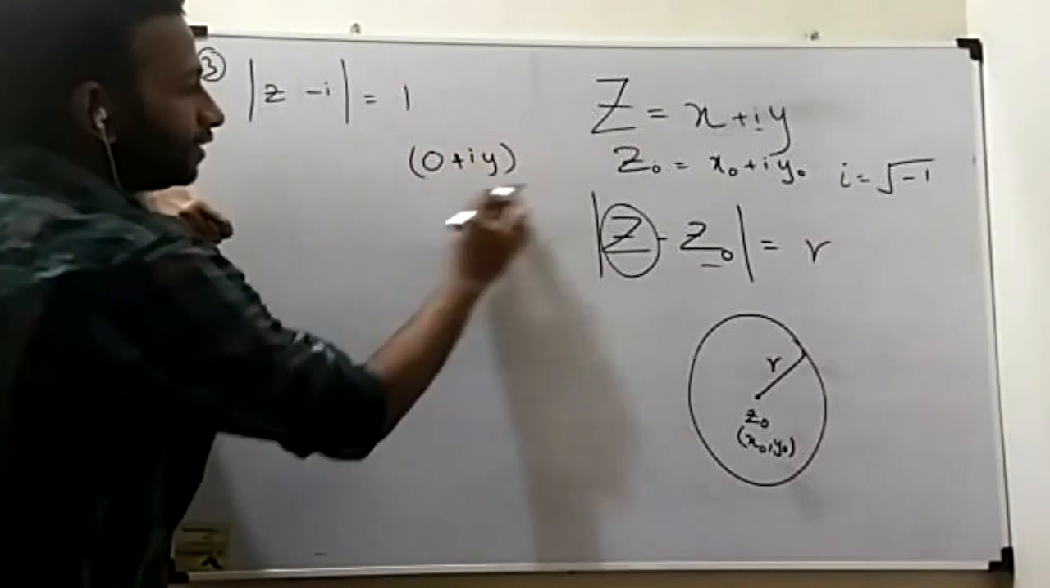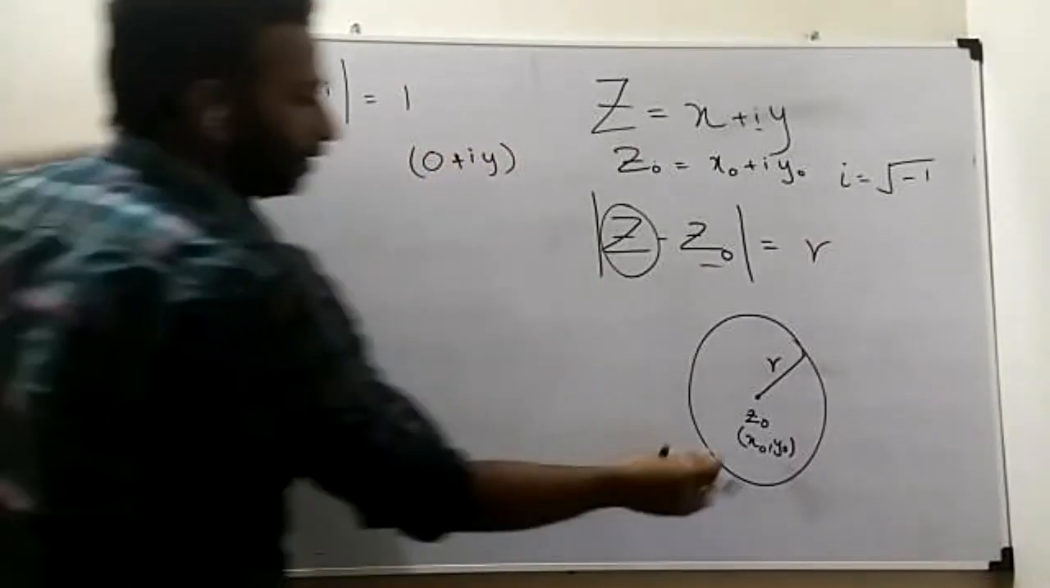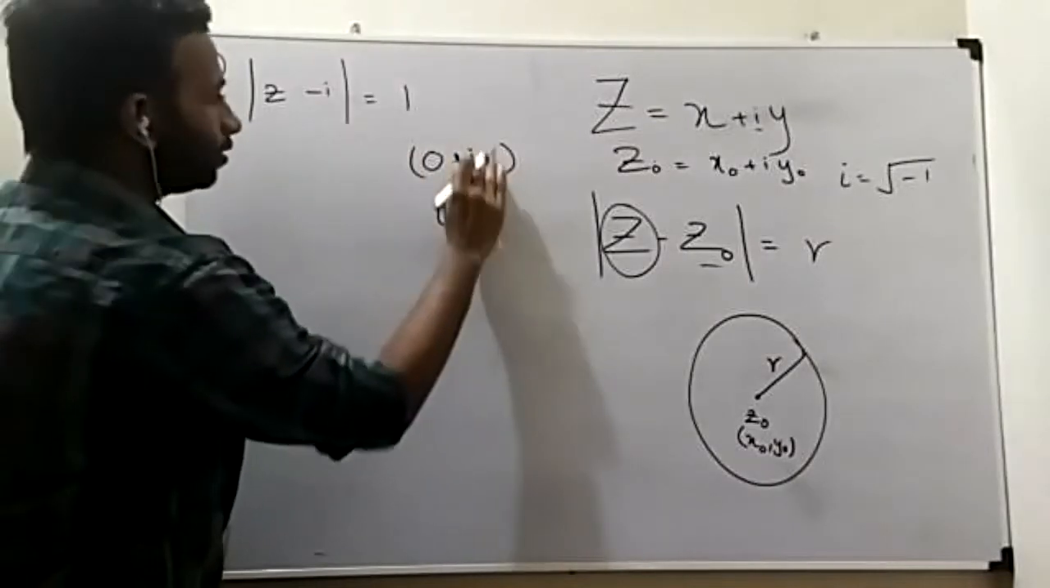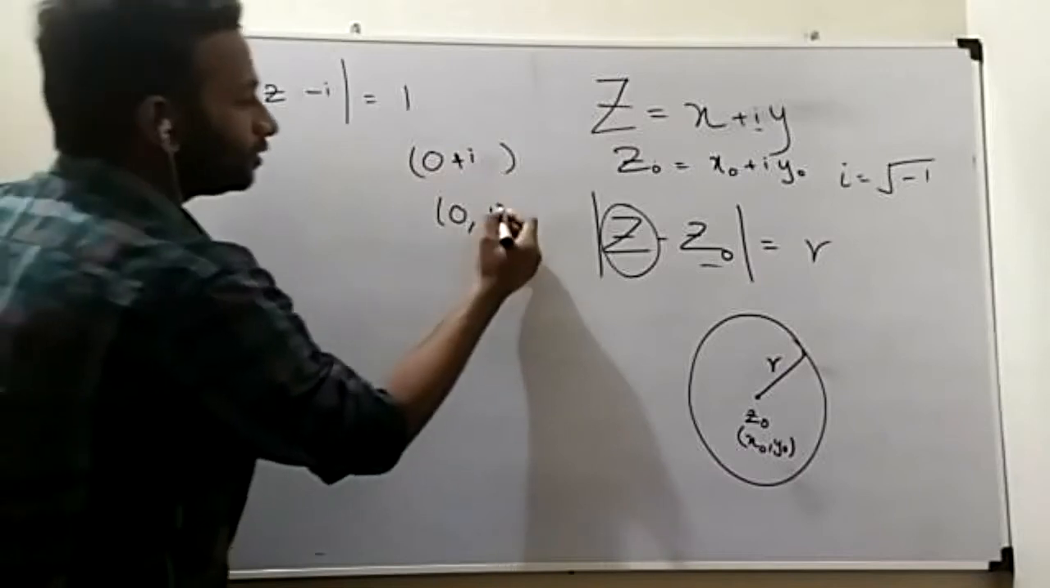So what are the coordinates of this? Coordinates are always x naught, y naught. That means 0, and the y value here is 1. There's no x here, y is equal to 1. So 0 plus i, so this is 0, 1.